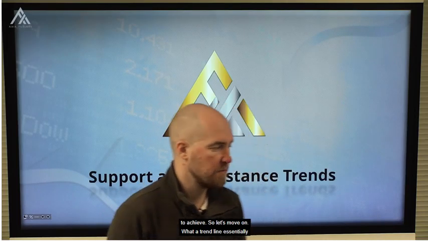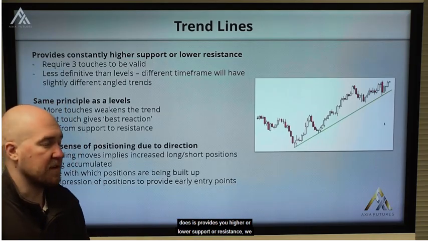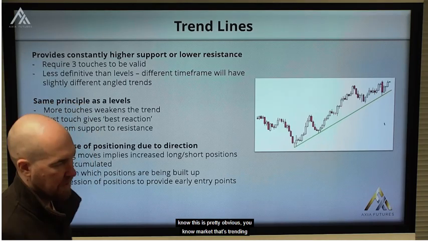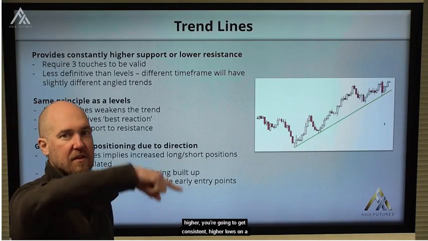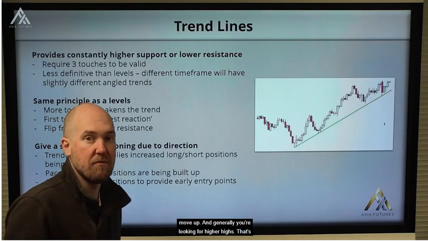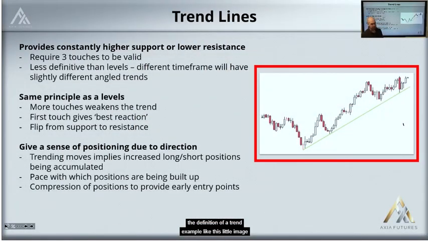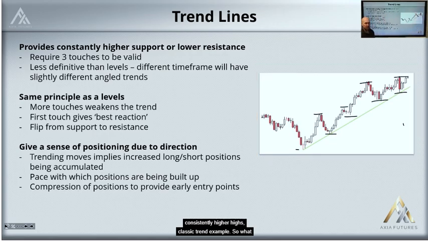So let's move on. What a trend line essentially does is provide you higher or lower support or resistance. We know this. It's pretty obvious. A market that's trending higher, you're going to get consistent higher lows on a move up, and generally you're looking for higher highs. That's the definition of a trend. In an example like this little image here, you've got consistently higher lows and consistently higher highs. Classic trend example.